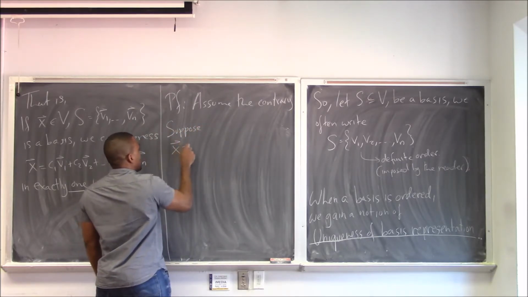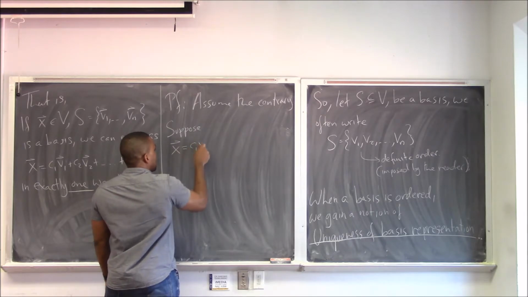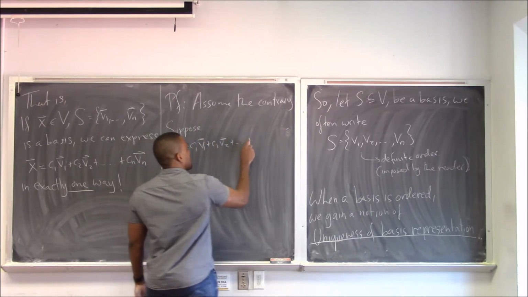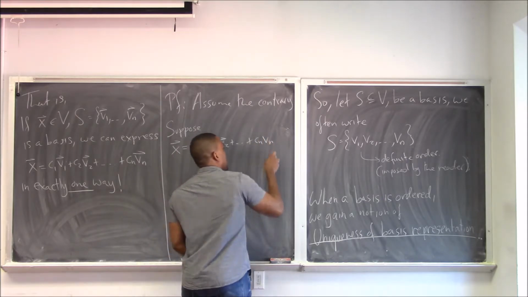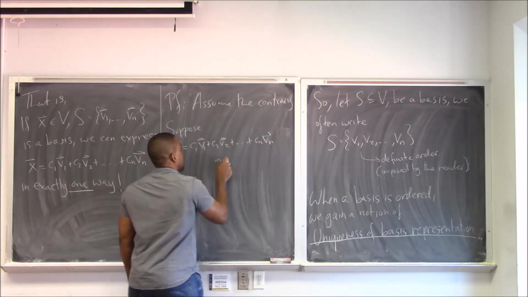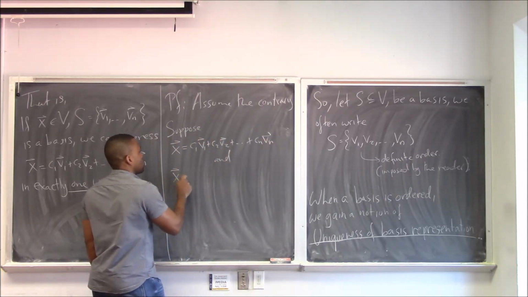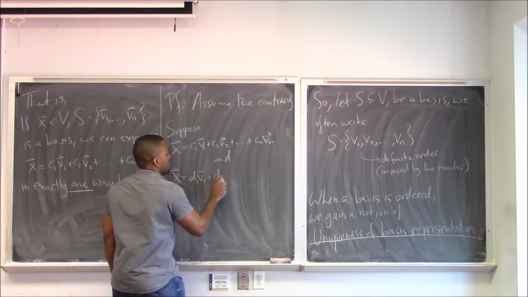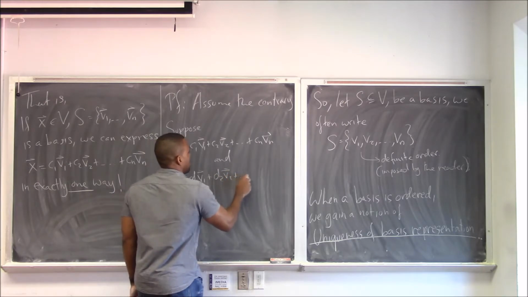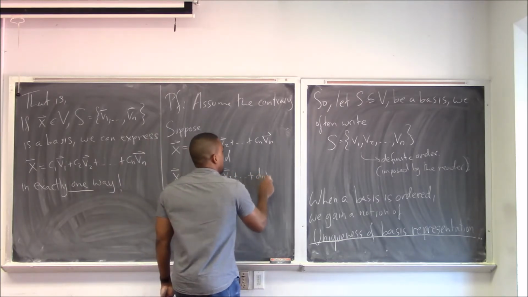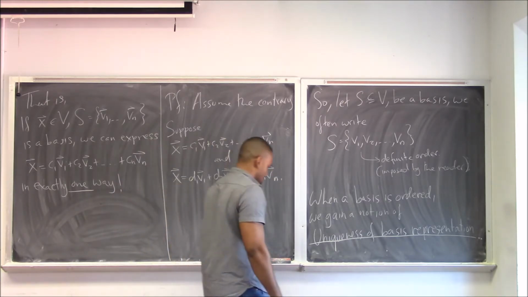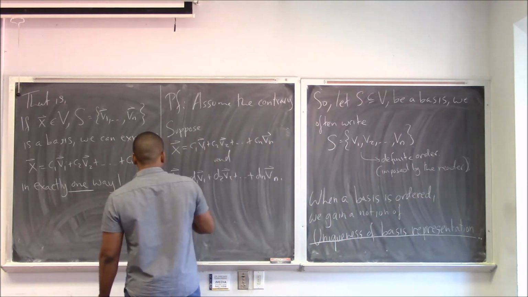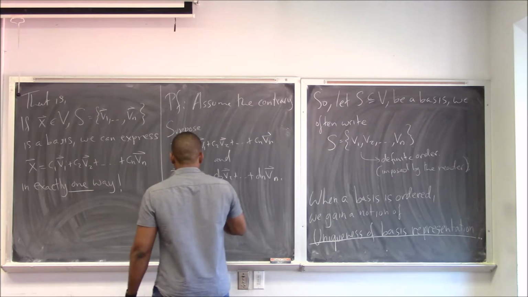Suppose x equals C1 V1 plus C2 V2 plus Cn Vn, and x is also equal to, say, D1 V1 plus D2 V2 plus Dn Vn. Here's the claim.